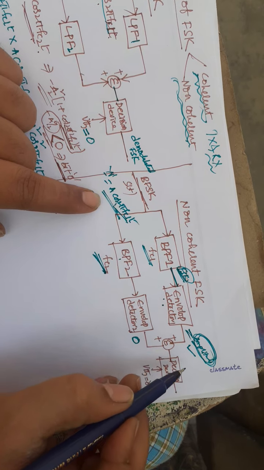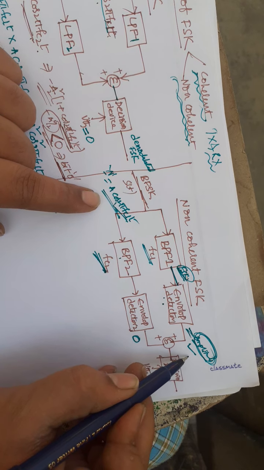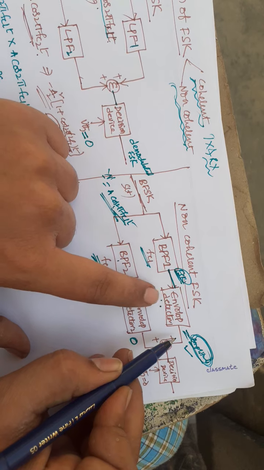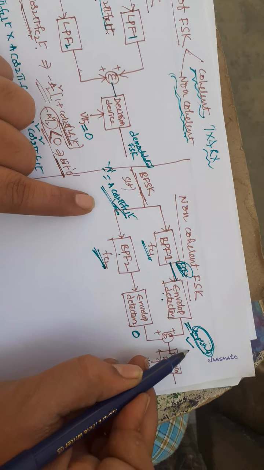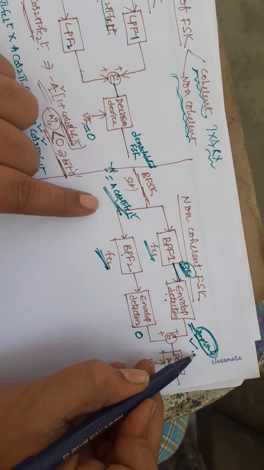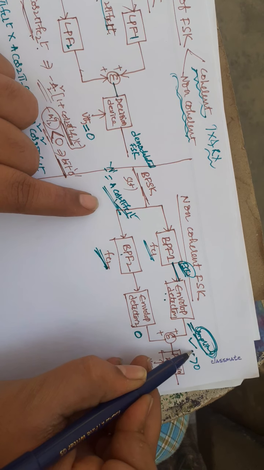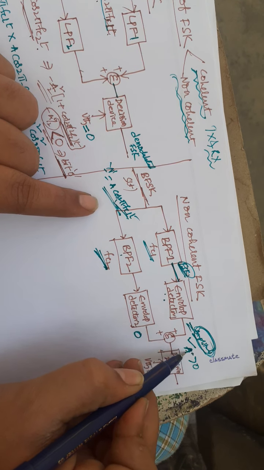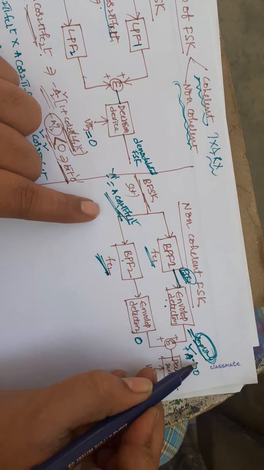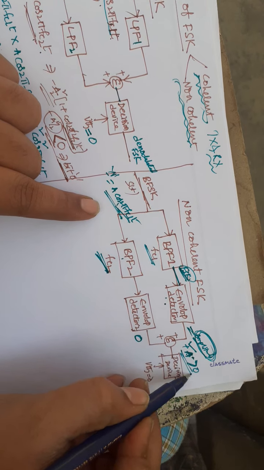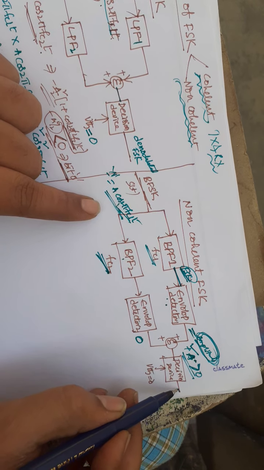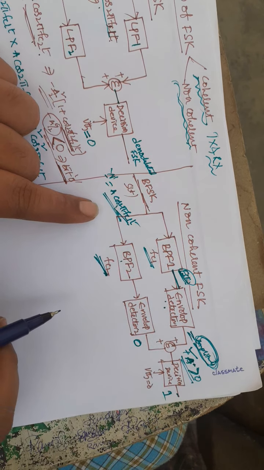So by adding these two, I am getting a value that is greater than 0. The decision device value is greater than 0, whatever the output. For example, it is called A plus A volts, that is greater than 0. So the decision device will produce output in favor of bit 1.